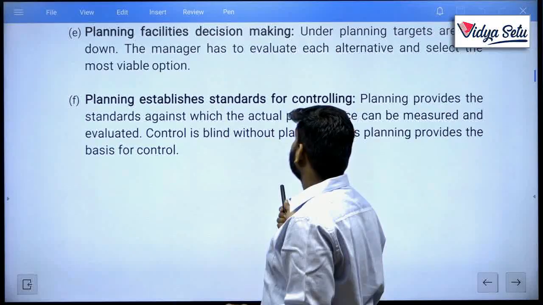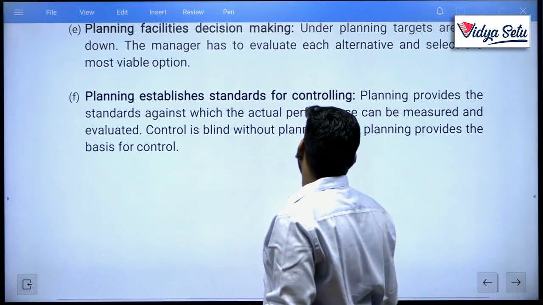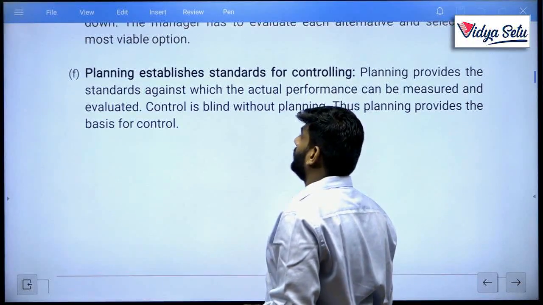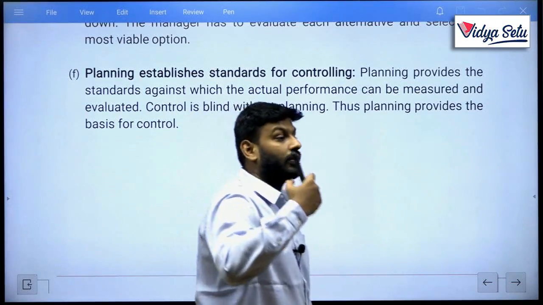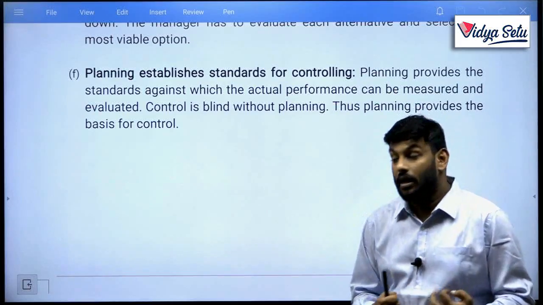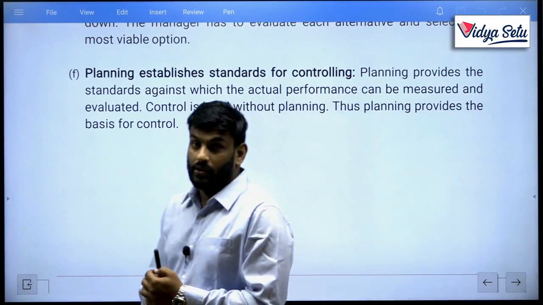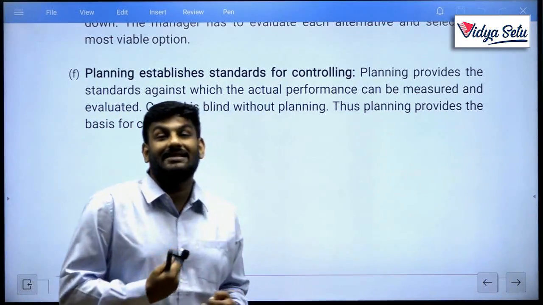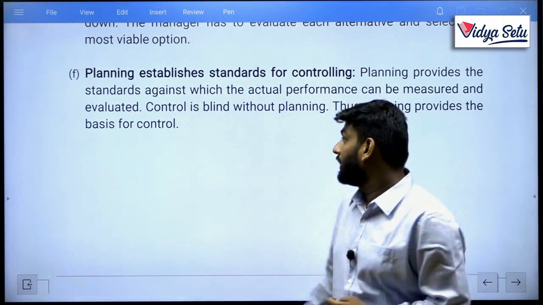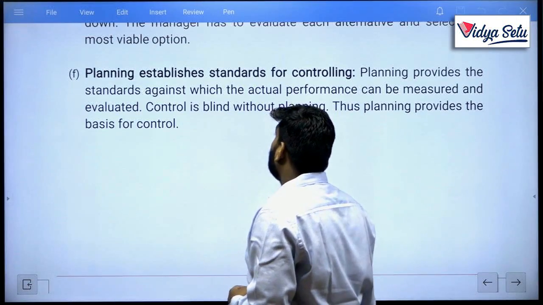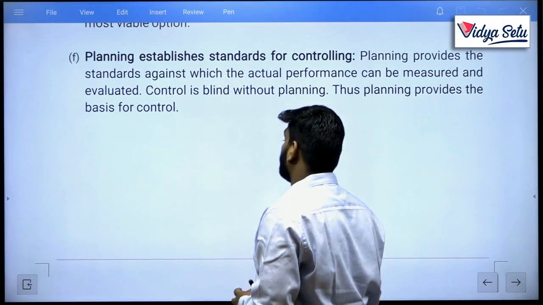Under planning, targets are laid down. The manager has to evaluate each alternative and select the viable option. The manager needs to evaluate each and every alternative regarding your products, your resources, your funds, your finance, etc., so that you can select the better and best alternative for you. Last but not least, planning establishes standards for controlling.